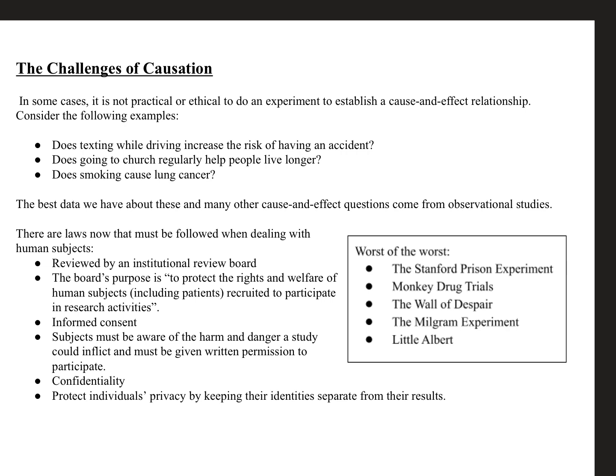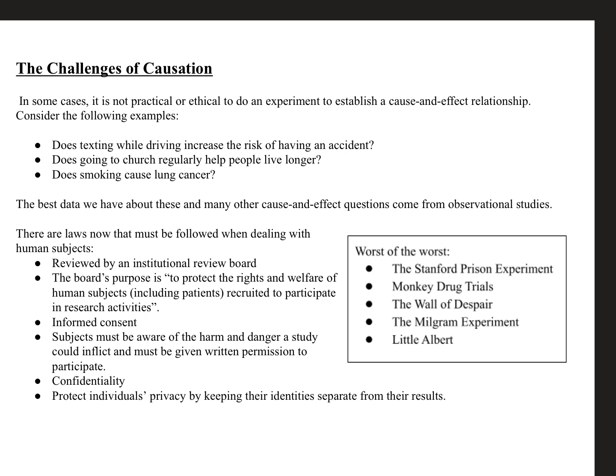Does going to church regularly help people live longer? Also, you don't want to force religion on people. So another thing, not ethical. Does smoking cause lung cancer? Also not ethical here, because you don't want to force people to smoke who don't already smoke and see, oh, are they going to get lung cancer?